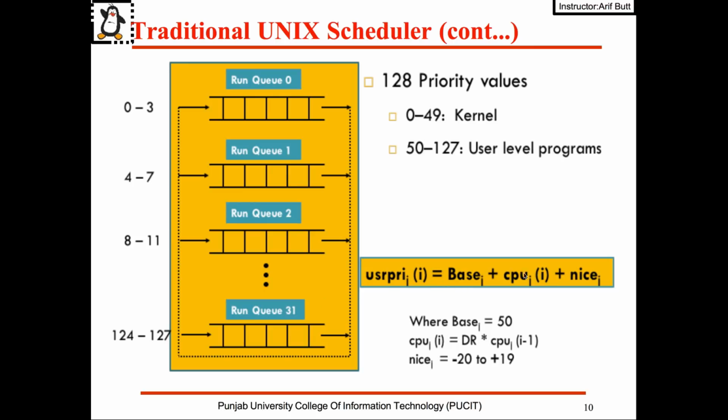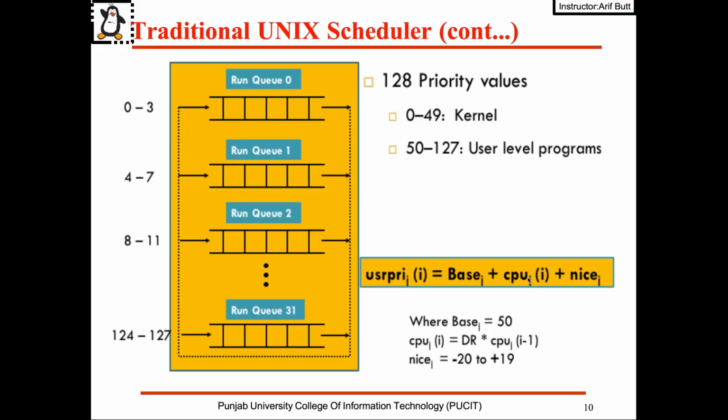Well, the formula contains 3 values. It is the sum of the 3 values. First is the base value, which differentiates between the user and the kernel priority. For user level programs, its value ranges from 50 to 127.